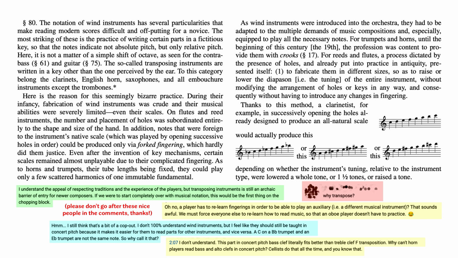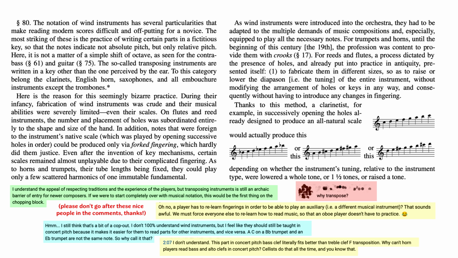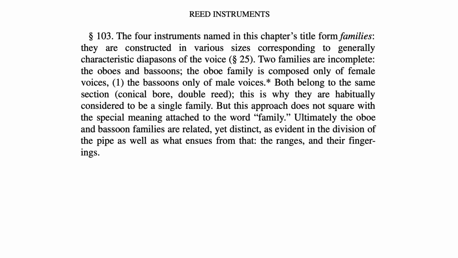Then the quotable quotes come thick and fast as he moves through flutes to double reeds to single reeds. "Both oboes and bassoons belong to the same section, conical bore double reed. This is why they are habitually considered to be a single family. But this approach does not square with the special meaning attached to the word family."